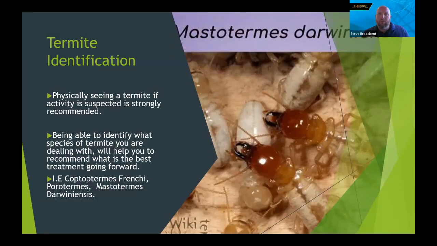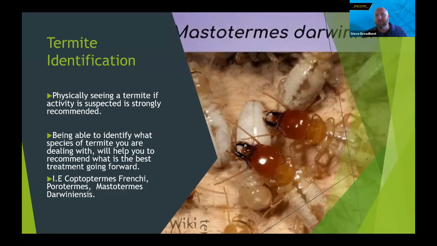Being able to identify the species that we're dealing with is going to contribute to what treatments we recommend. So if we're dealing with Coptotermes frenchi, especially down here in Victoria, they can be quite shy and fickle, so we might need to adapt our baiting method accordingly. If we're dealing with Mastotermes darwiniensis, baiting is probably not even an option, so we might want to be doing some sort of ultra-4X treatment there.